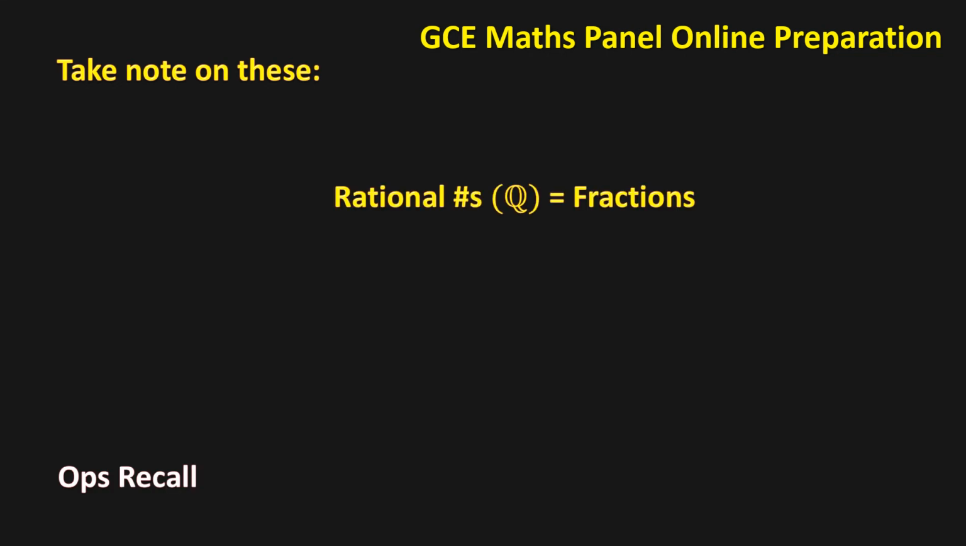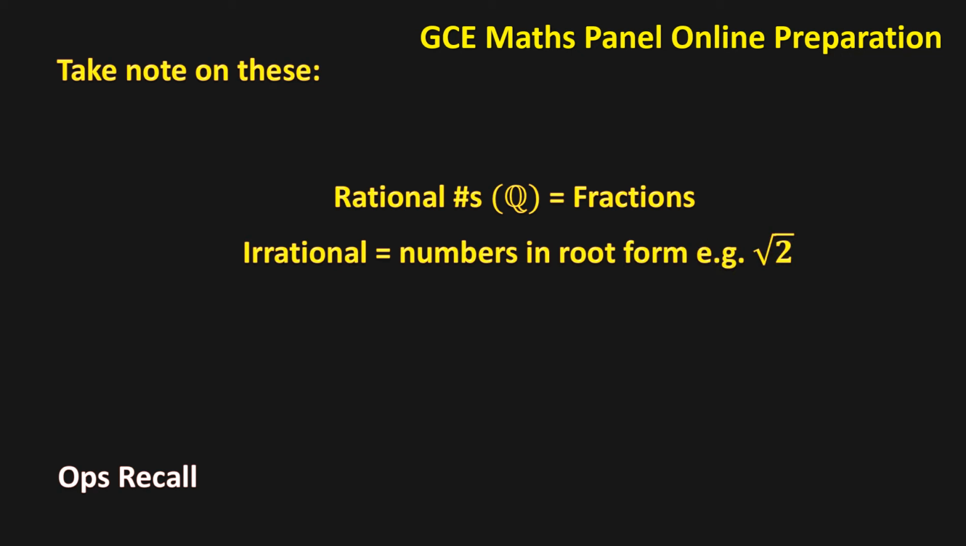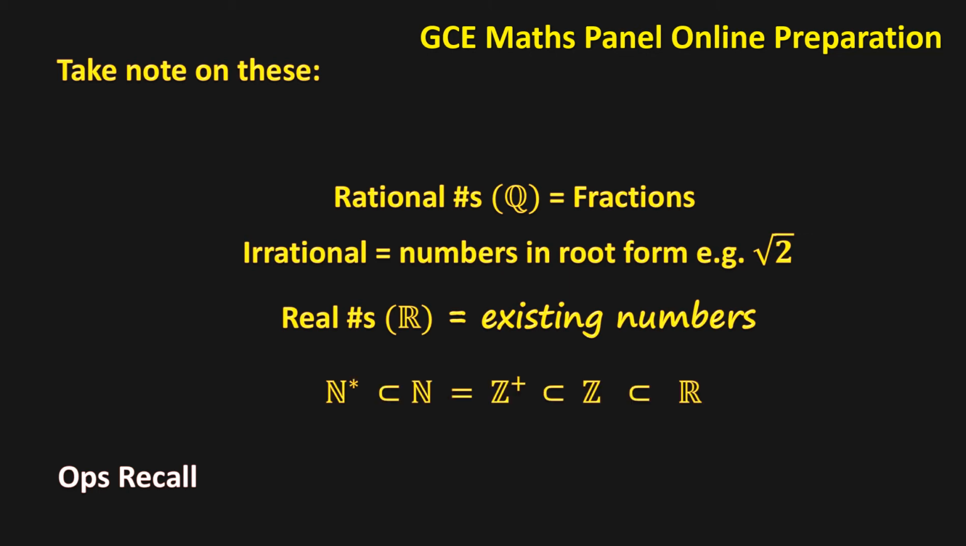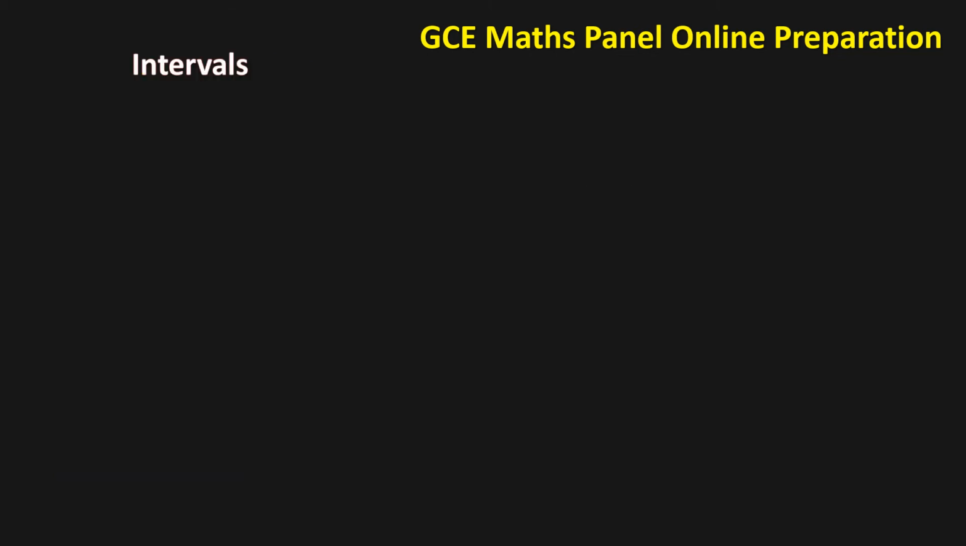Rational numbers, that is capital Q, that's their representation, are fractions. Irrational numbers are numbers in the root form. For example, you have root 2, root 5, root 7, root 11, and so on. Real numbers, represented by capital R, are numbers that exist. N star is a subset of the set N, and N is the same as Z plus. Z plus is a subset of Z, and Z is a subset of R. These are set relations.